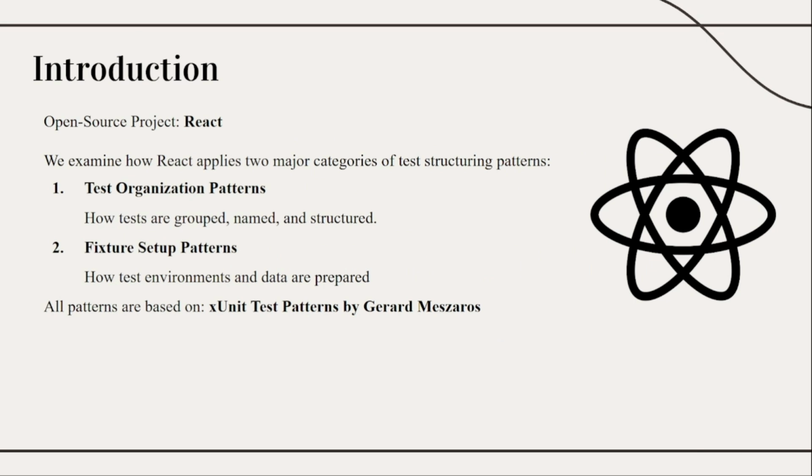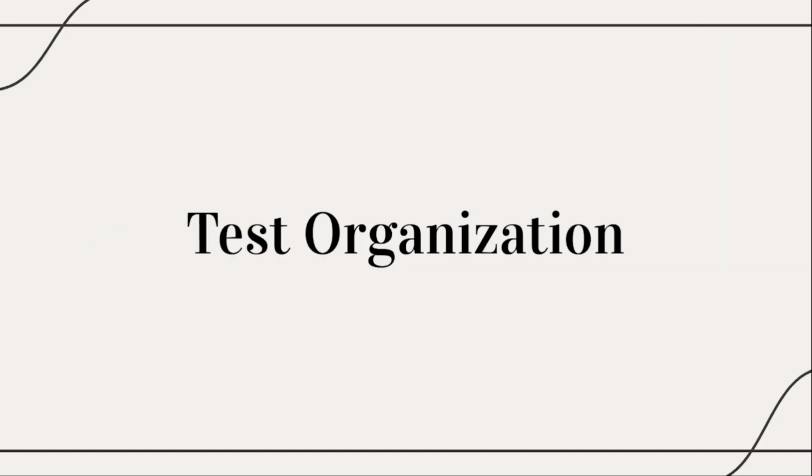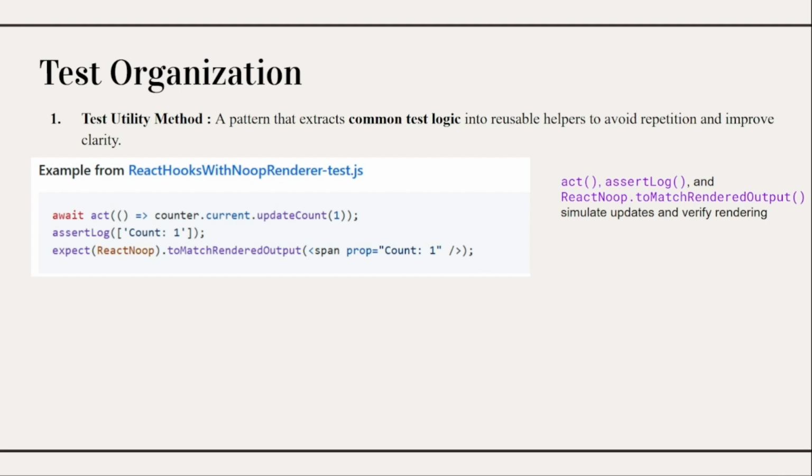We will be focusing on two main categories. First is the test organization patterns, which deal with how the tests are grouped and structured. Secondly, it's the fixture setup patterns, which deal with how the test environments and data are initialized. All the patterns here are based on the xUnit Test Patterns book by Gerard Meszaros. Now let's take a look at the first category, test organization patterns.